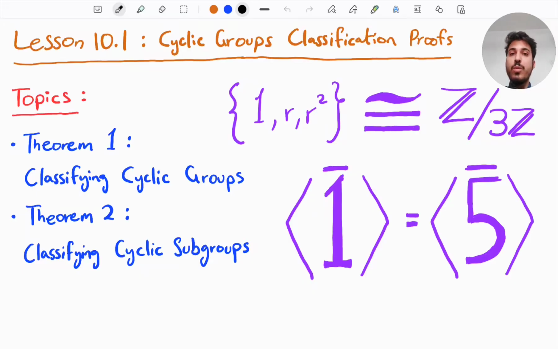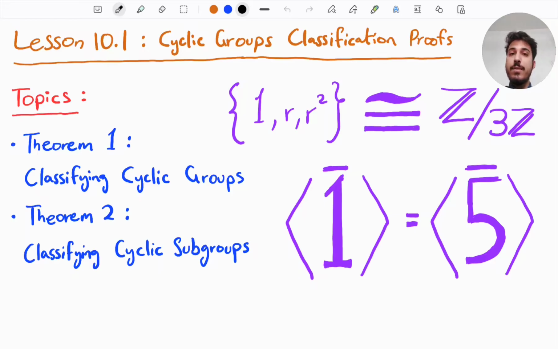So Theorem 1 will be classifying all of the cyclic groups according to their cardinality. In other words, the number of elements it has will determine completely the nature of the cyclic group. Theorem 2 will be talking about the cyclic subgroups of a cyclic group, and we will prove that they are in one-to-one correspondence with the divisors of the order of the group.